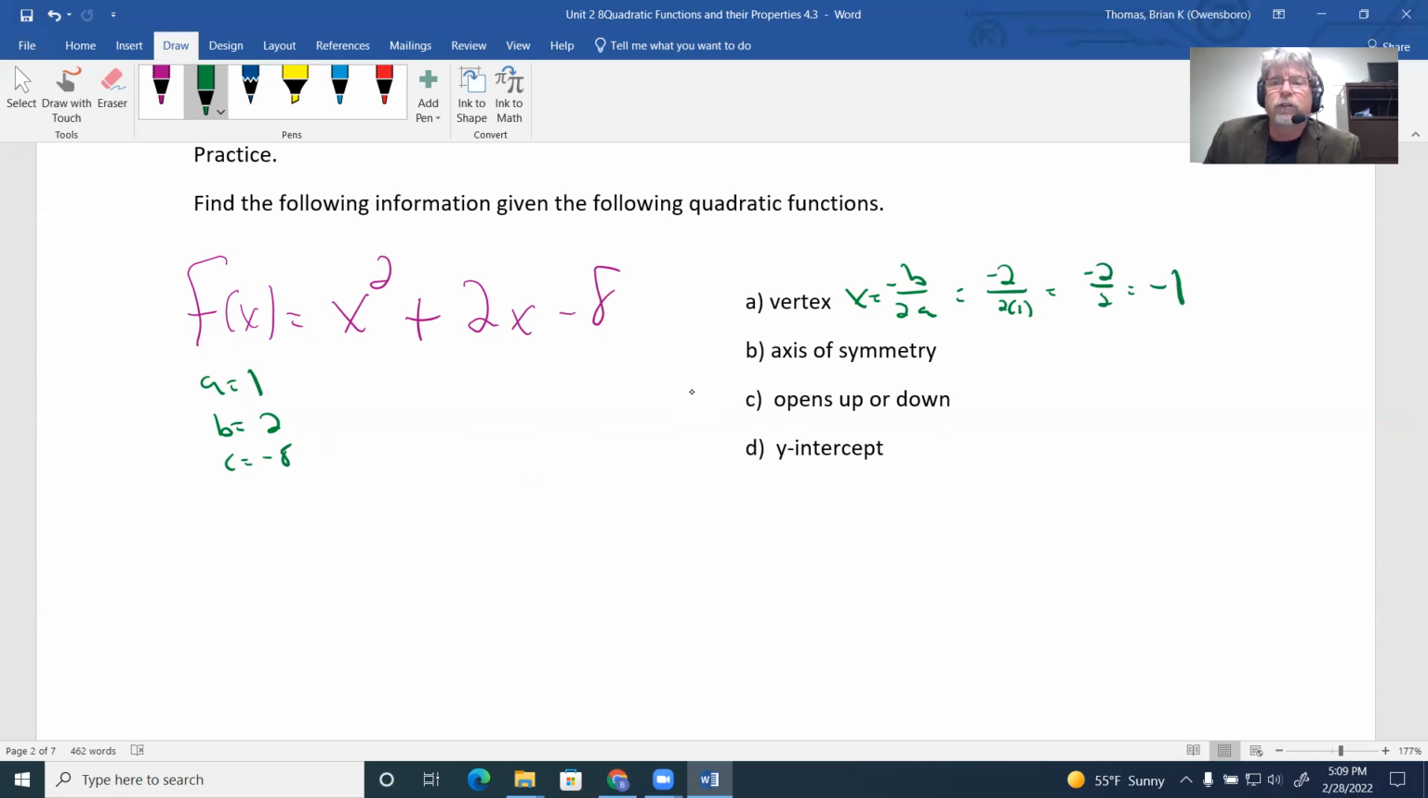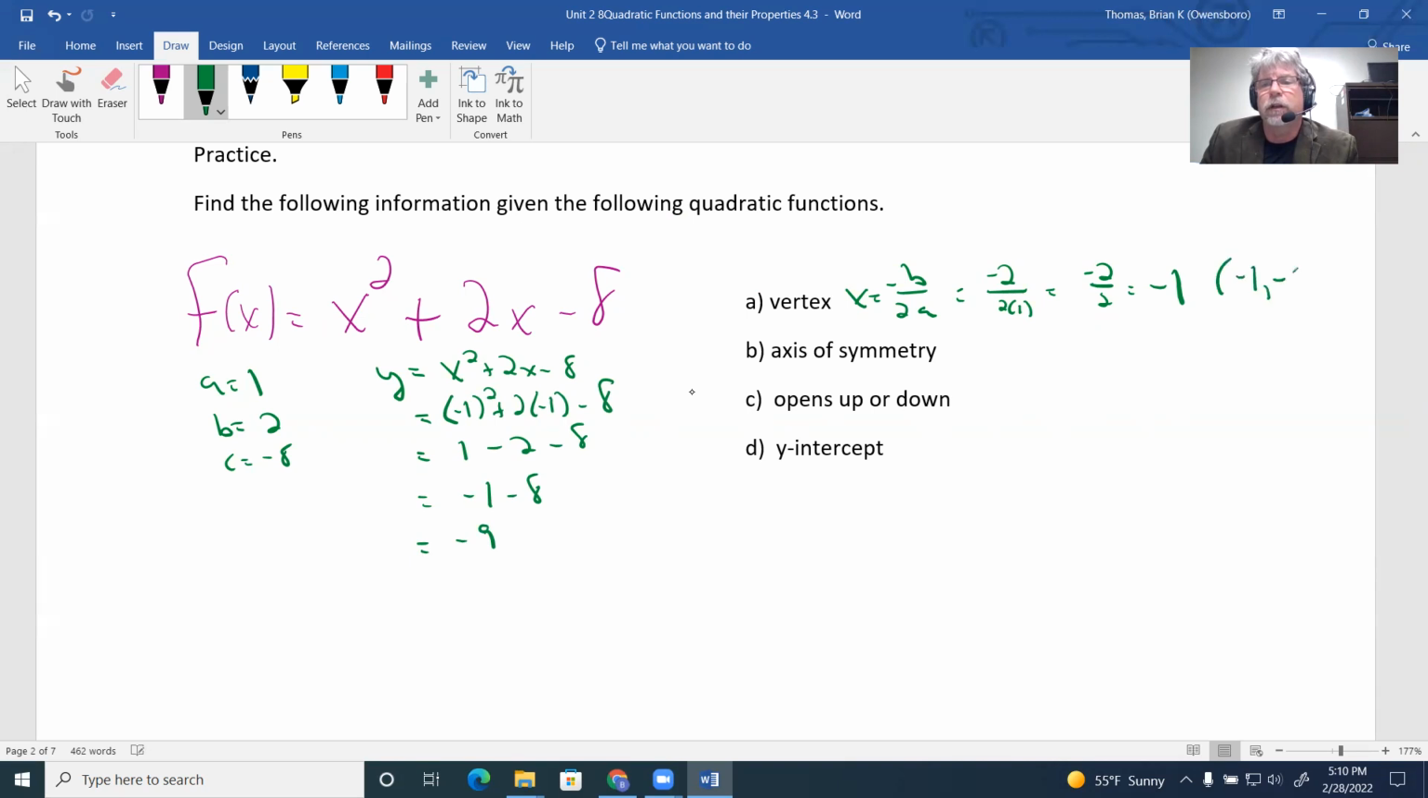To find the vertex, I still have to find the y value. Remember, y equals x squared plus 2x minus 8. Now I replace x with negative 1: negative 1 squared plus 2 times negative 1 minus 8. That's 1 minus 2 minus 8, which is negative 1 and negative 8, so negative 9. So the vertex is negative 1, negative 9 for this function.